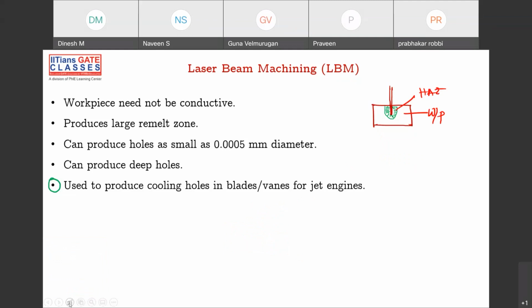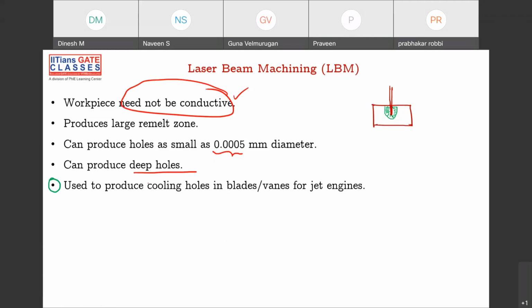So in the case of laser, the heat affected zone will be very small. That is very important. And of course, the workpiece need not be conductive. Obviously, it's good. It can produce a larger remelt zone, and you can see it can produce holes with a diameter of 0.005 mm. Very small holes, deep holes, as I already mentioned.